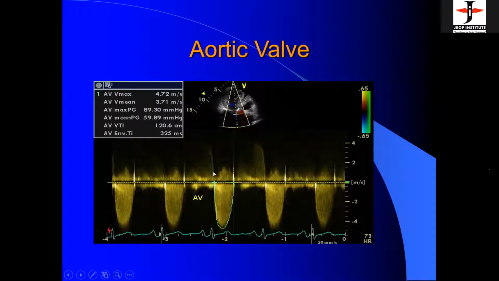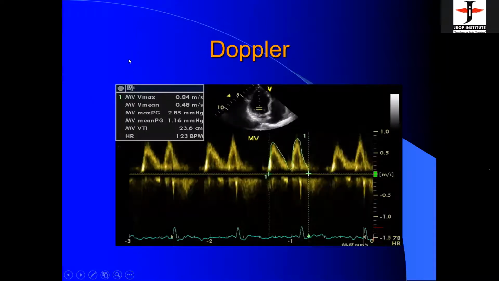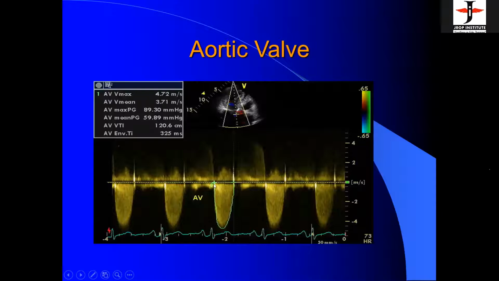Again, you see, here we have traced the Doppler envelope. When we trace the Doppler envelope, we get a mean gradient. This is the mean gradient by a tracing approach. So by tracing a Doppler envelope, you get the peak and mean gradients, and this is known as a VTI, velocity time integral. Again, automatically the machine gives you, that means the blood travels about 120 centimeters in one stroke. Here also you see the mitral also gives you a VTI, that means it travels 23 centimeters in one stroke. So this is how you calculate always a peak and the mean gradients.